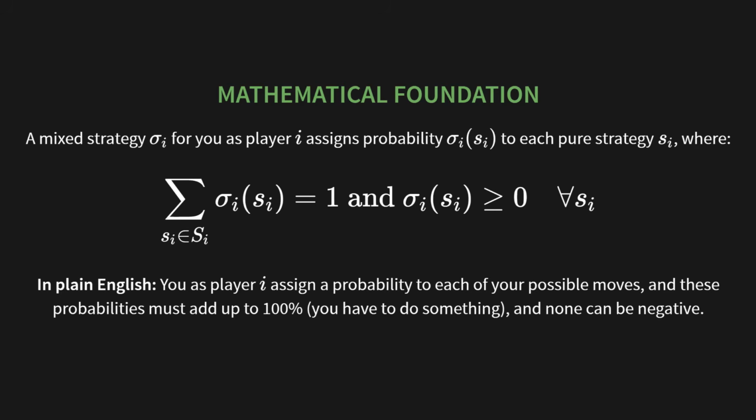Okay, here's the mathematical foundation. We're talking about something called a mixed strategy. Take a look at this formula. All it's saying is that you assign a probability to each of your possible moves. These probabilities have to add up to 100% because you have to do something. And of course, none of them can be negative.